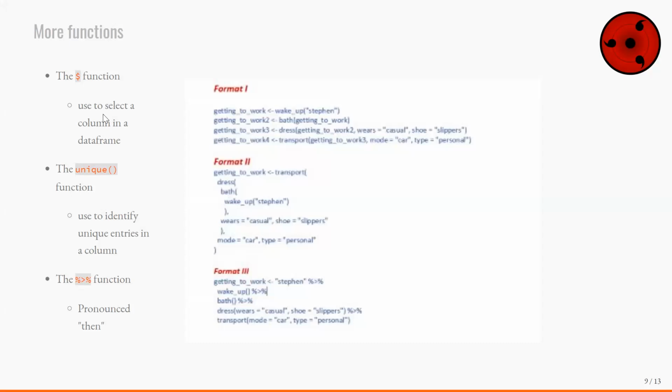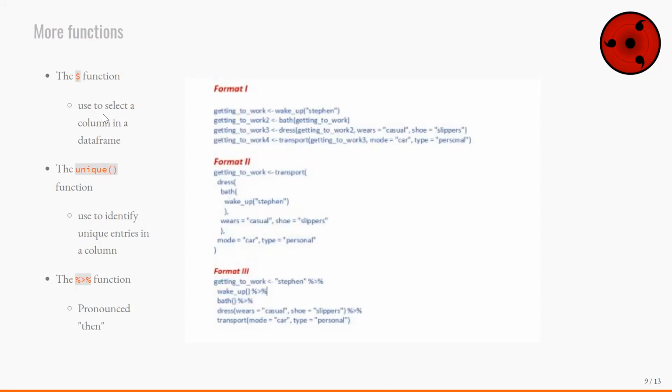Then the unique function tells us, look through this particular column and tell me only the unique entries. Recall again, we said we have sex, which can be male, female. So ordinarily, we'll be expecting only 2 unique entries in that particular column. So we're going to use the unique function to check, do we actually have just 2 unique entries or do we have more?